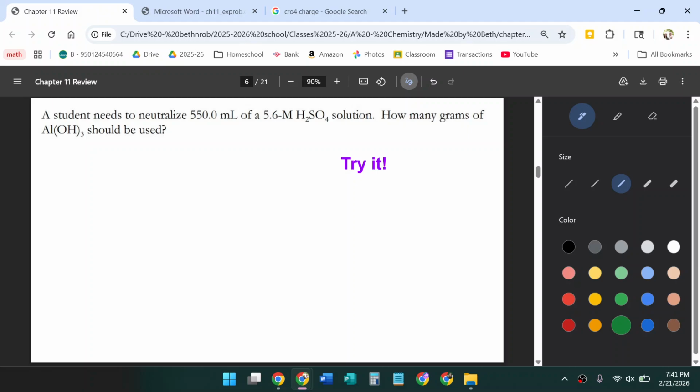You still have to make an equation, but you're going to have to neutralize something. And they give you a solution and another solution. So those are your 2 reactants. A student needs to neutralize 550 milliliters of a 5.6 molarity H2SO4 solution. How many grams of Al(OH)3 should be used? So we have H2SO4, and we're putting that with Al(OH)3. These are being neutralized, therefore we're working with acids and bases.